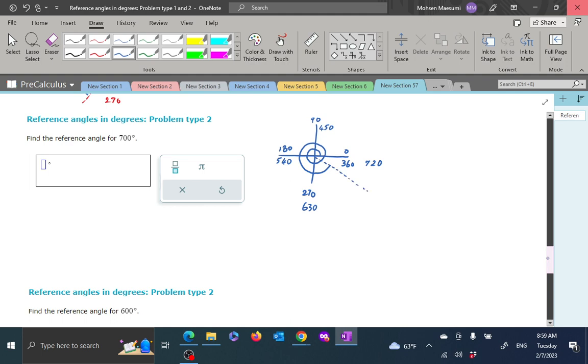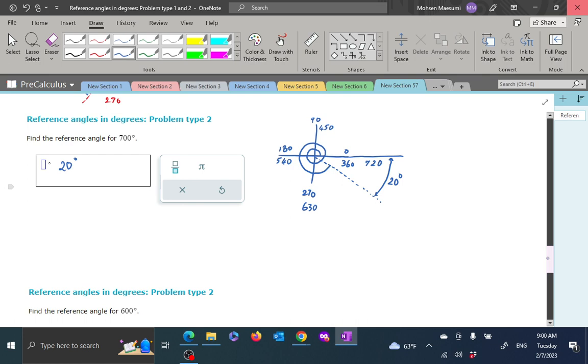At 700 I'm stopping. So, well, how much is left? We always calculate to the horizontal. How much is left, or how much we passed the horizontal? Well, of course, 720 minus 700, we have 20 degrees left. So the answer here is 20 degrees.